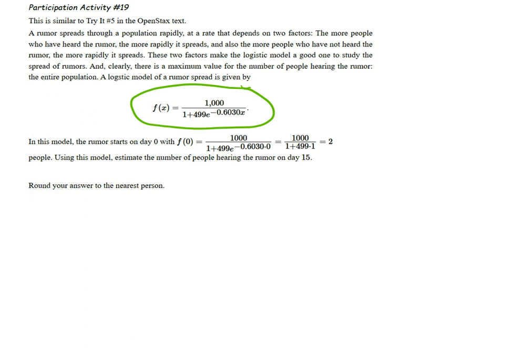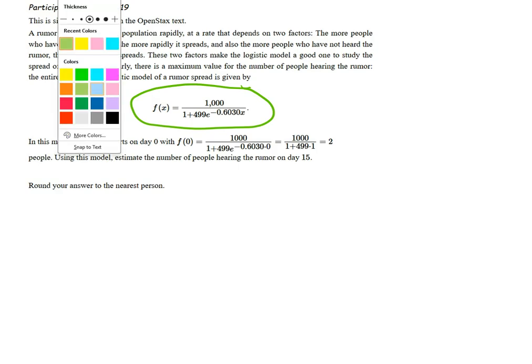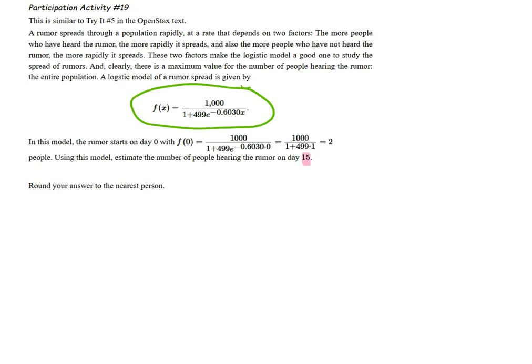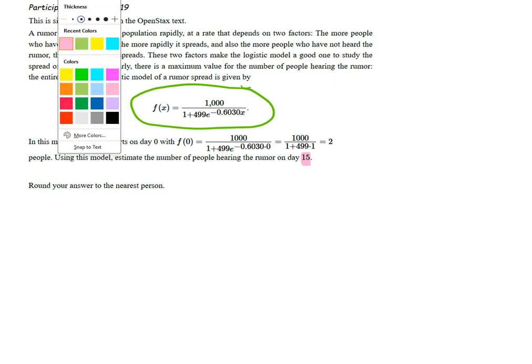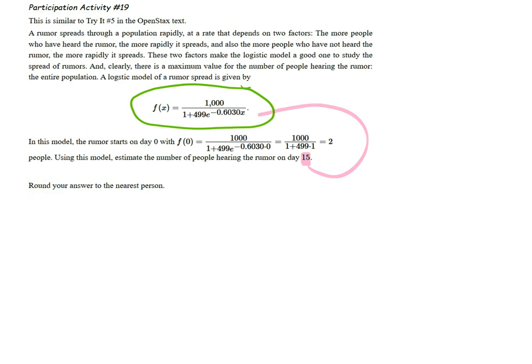And then it talks about this model, in which the rumor starts on day 0 with, and they do all the math and it just comes out to be a number 2. That means 2 people have heard it. They want you to estimate the number of people hearing the rumor on day 15. So you take day 15, and that is going to go right where that X is. Sorry, that 15 is going to go right here where that X is. So you're literally calculating F of 15.